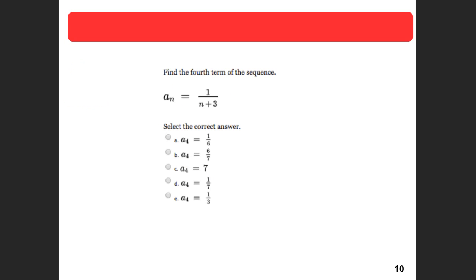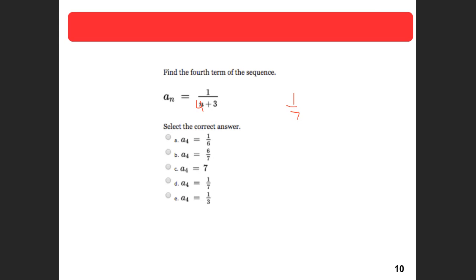All right, this one I'm going to let you guys do. Find the fourth term of the sequence a sub n is equal to 1 over n plus 3. What should my answer be there? What is the fourth term? D, 1 over 7 is correct. Because I want to find the fourth term, I just plug 4 in there. I end up with 1 over 7. Done.